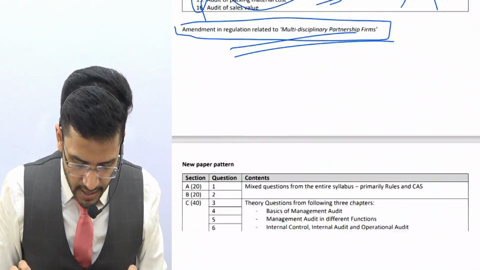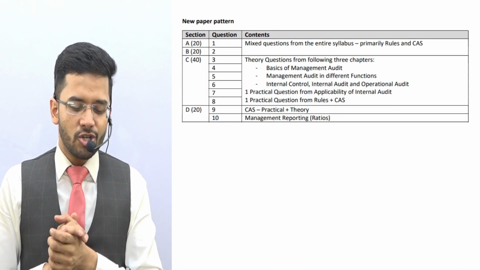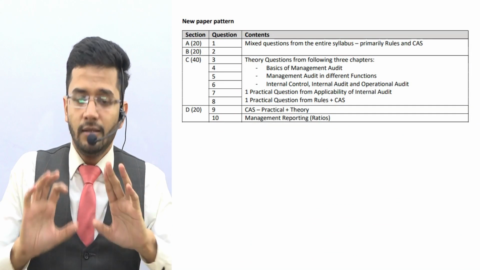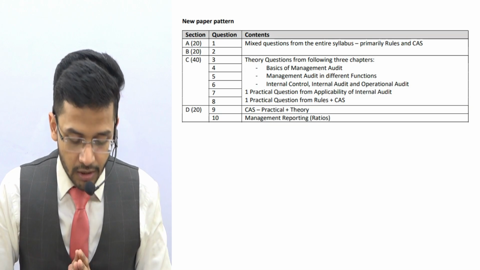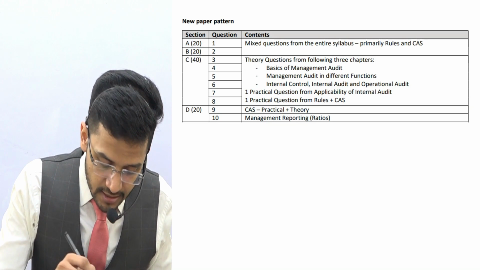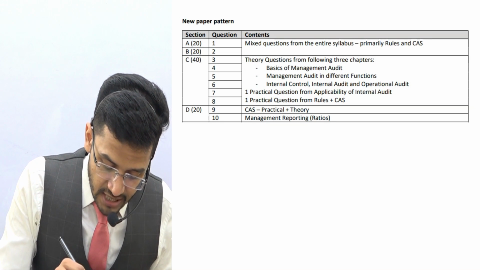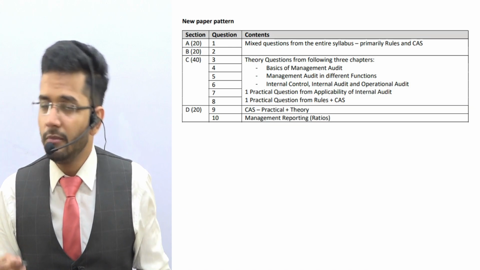So this is there. Now in this video, I am also going to share my observations on the new paper pattern with respect to cost and management audit. And I want to highlight certain important things which I can gather through the new paper pattern which has been introduced. Okay. So section A, B, C, D. There are 4 sections in your new paper pattern, and these 4 sections would contain questions from the entire syllabus.